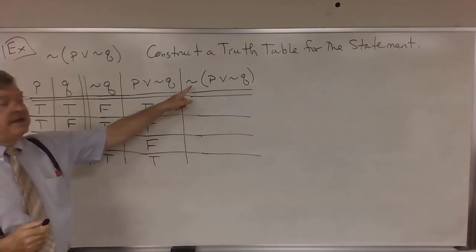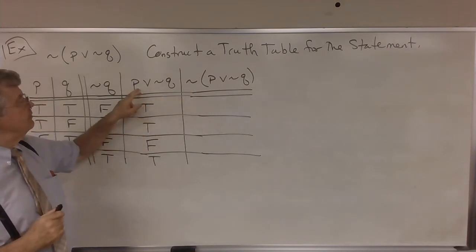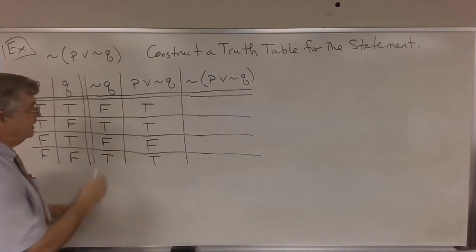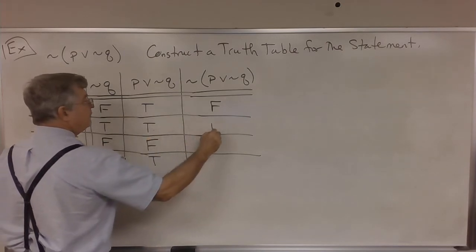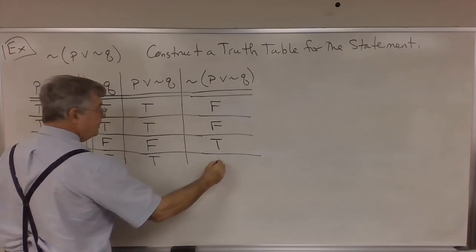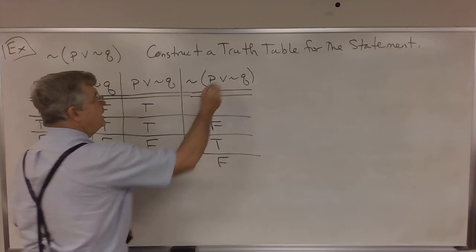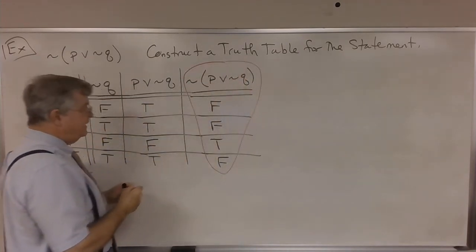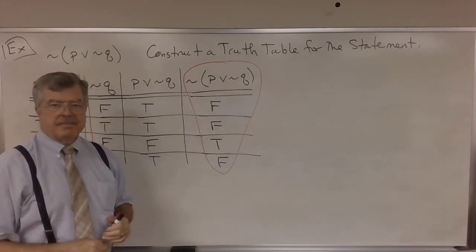And again, with a negation, that's easy. We just take the truth values for P or not Q and change them to their opposites. True becomes false. False becomes true. True becomes false. And bingo, we have the truth table for the statement, the negation of P or not Q.